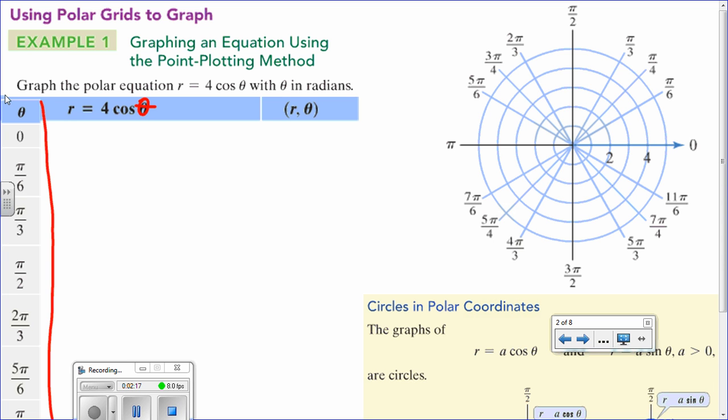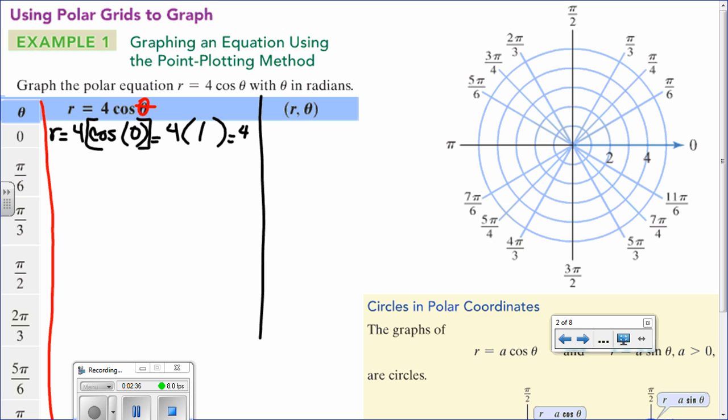So the very first one will be r is equal to 4 times the cosine of 0. Remember, once you take the cosine of 0, you replace it with a number, and that is 1. Very good, so the answer is 4. So the point I would need to graph is r first, so 4, and 0 for the angle, so 0 degrees. We're only going to plot a point, not the actual ray of the angle, so we go to the 4th circle, because the radius is 4, right there.